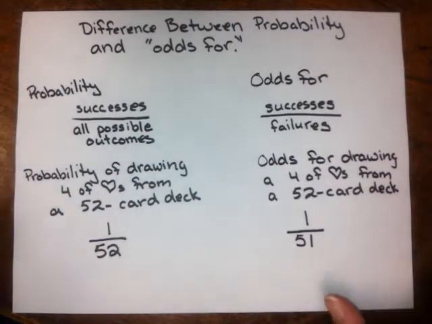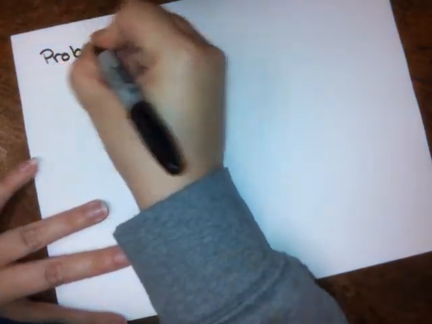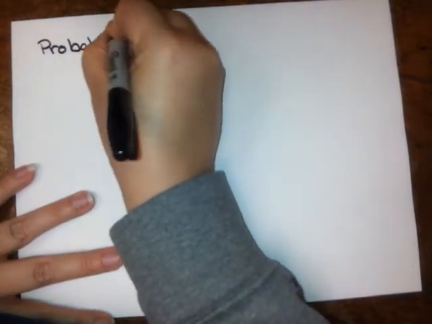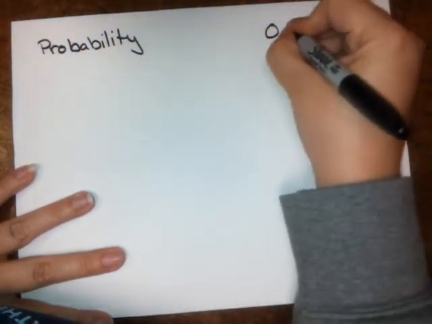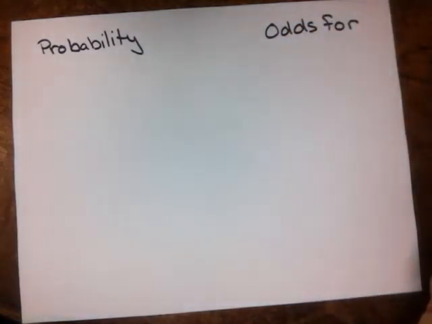So let's try another one. I don't want to just leave it at that. Let's do another one and compare probability. Whoops, I have already written on that piece of paper. Find a blank one. Okay, we're going to do probability over here, and odds for over here.